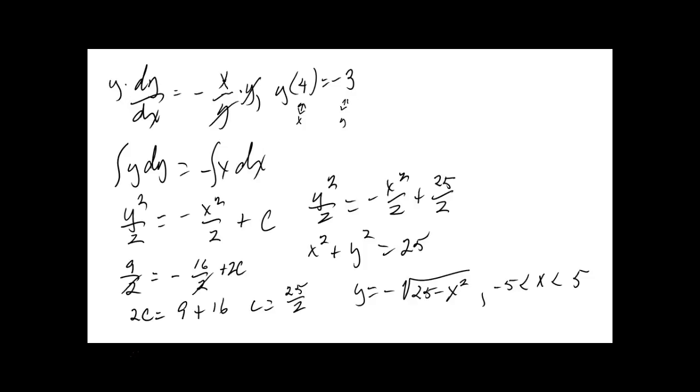This part right here would indicate to you it's half a circle. And that part indicates it's got to be the bottom half. And that part indicates you can't include x equals plus or minus 5.